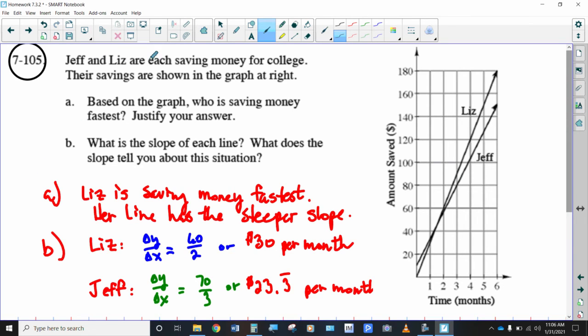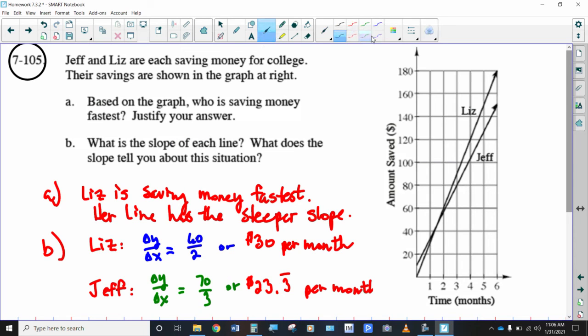All right, Jeff and Liz are each saving money for college. Their savings are shown here at the right. Based on the graph, who's saving money the fastest? And if you said Liz because her line is steeper, I would say that is correct. What is the slope of each line?